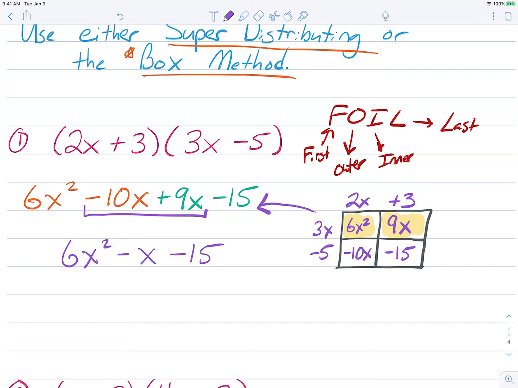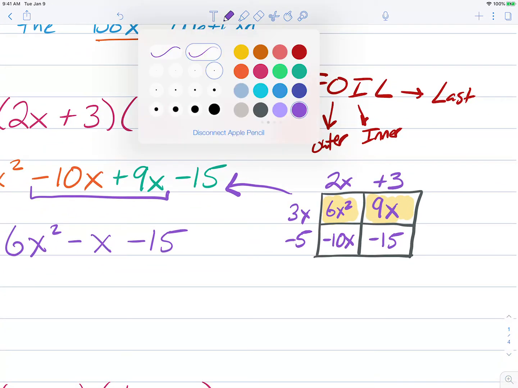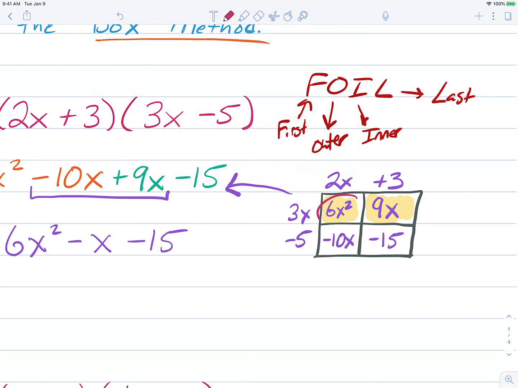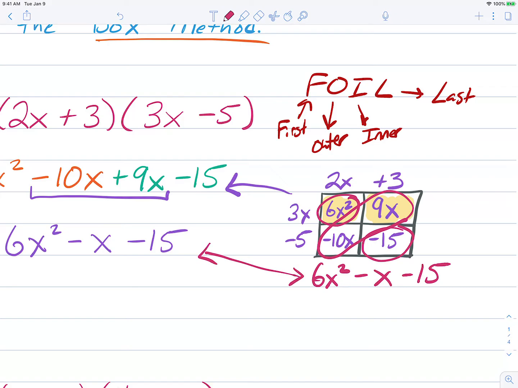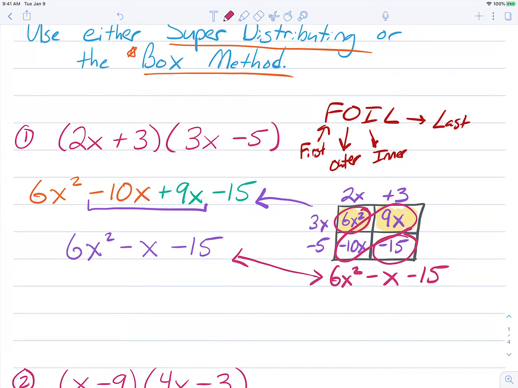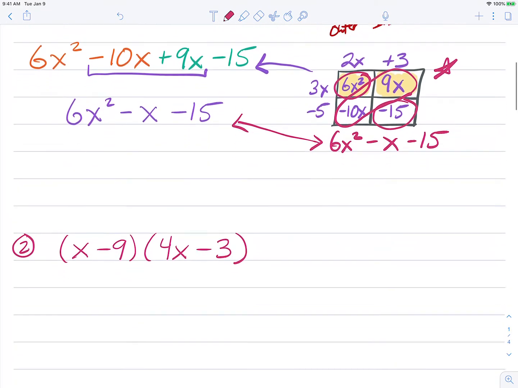When you want an answer from the box, you just combine like terms. So in the box, the 6x squared is the only x squared term. Your 9x and negative 10x are like terms, so those can be added. And your minus 15 is its only constant, so you end up with the exact same answer. So it is fine whatever method you want to choose. I'm going to tell you right now that when we get into factoring, you will see the box, so it's not going to go away. But if you prefer to do super distributing, also known as FOIL, that's totally fine. So let's try another one.